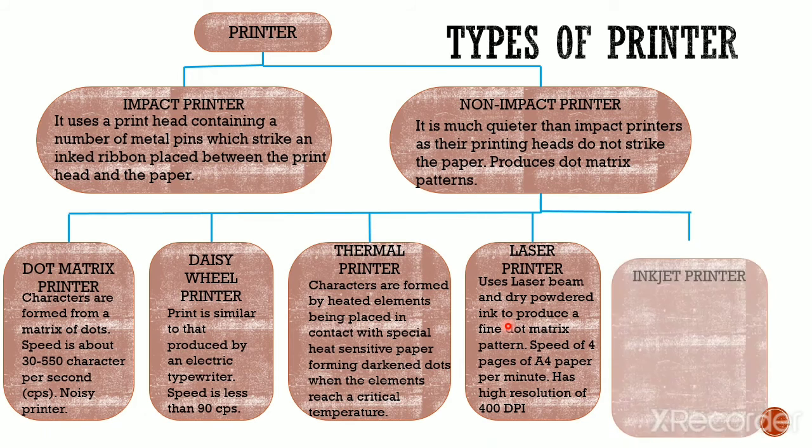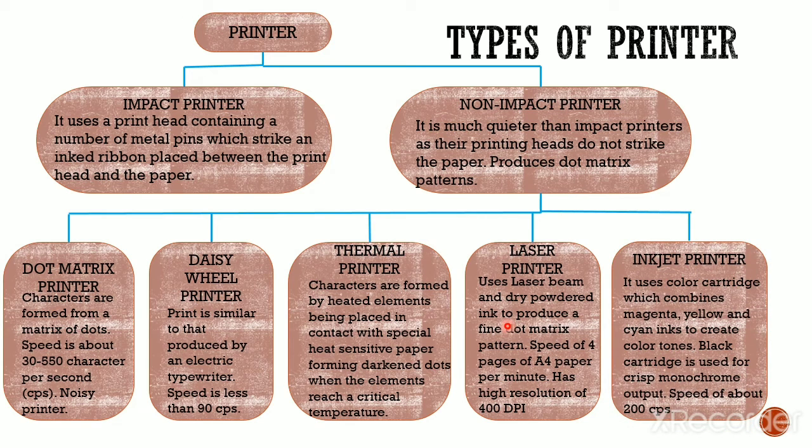Then the last type of non-impact printer is the inkjet printer. It uses color cartridges which combine magenta, yellow and cyan inks to create color tones. These 3 color inks will be mixed to give you a color tone for the images. A black cartridge is also used for crisp monochrome output. Black cartridge is also there, and it is used for monochrome outputs. Speed is about 200 characters per second. It can give you about 200 CPS.